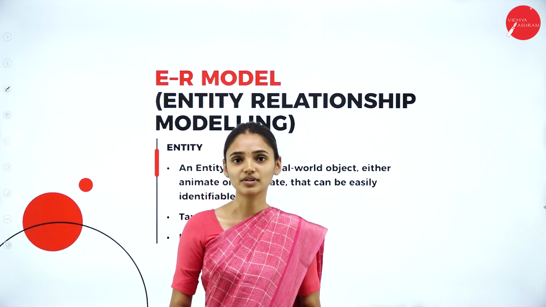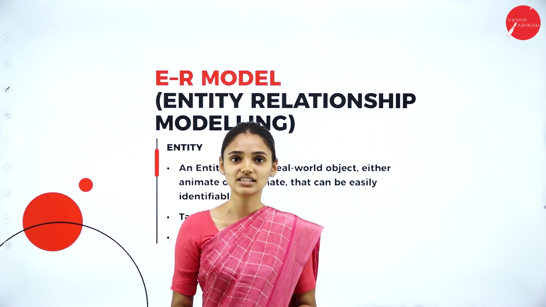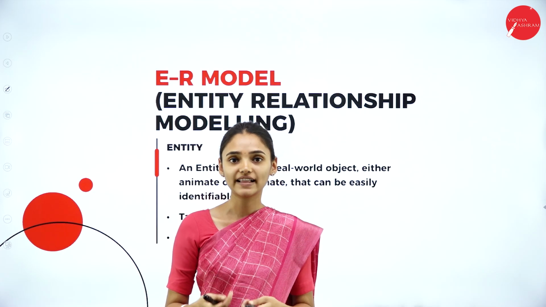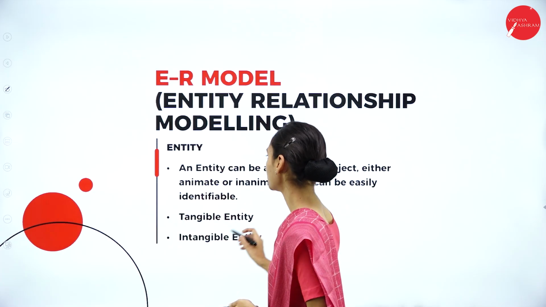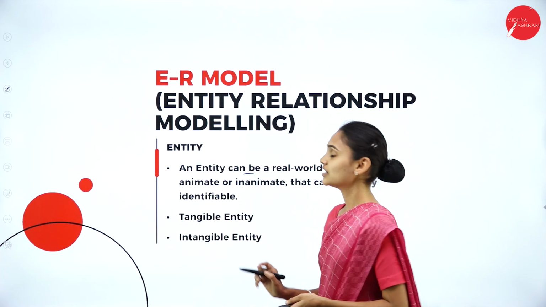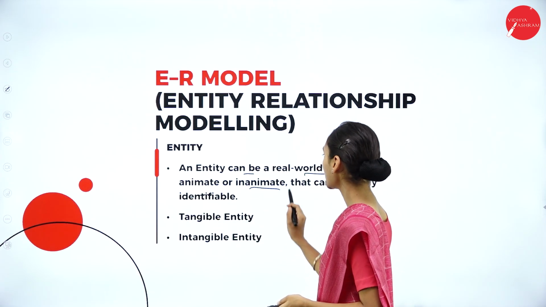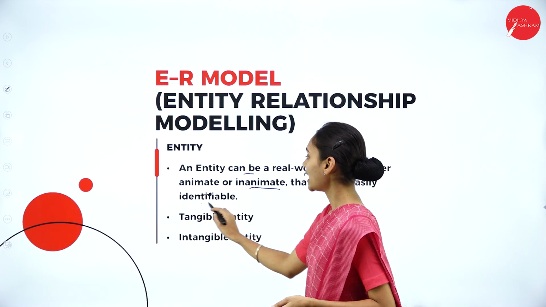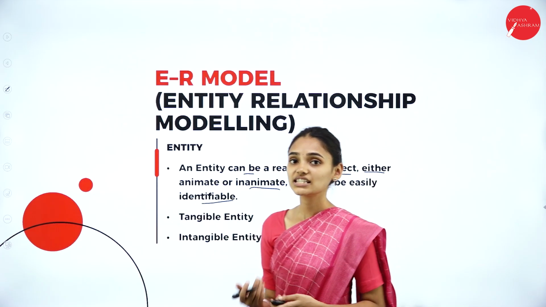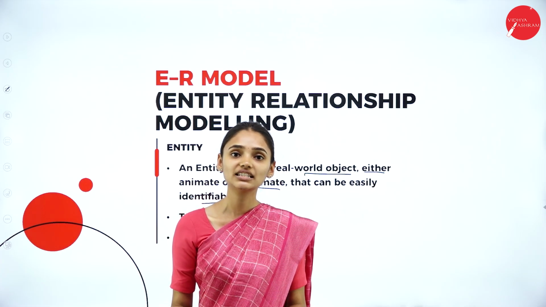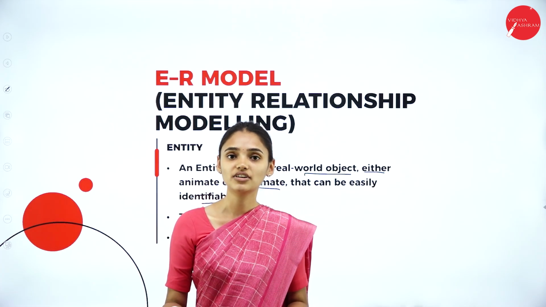Say for example, person, which has a physical existence, card, pen, remote. So these are all physical existence. When it comes to the definition, an entity can be a real world object, either animate or inanimate, that can be easily identifiable. When you see certain things, car, person, they can be easily identified, and have real world existence.